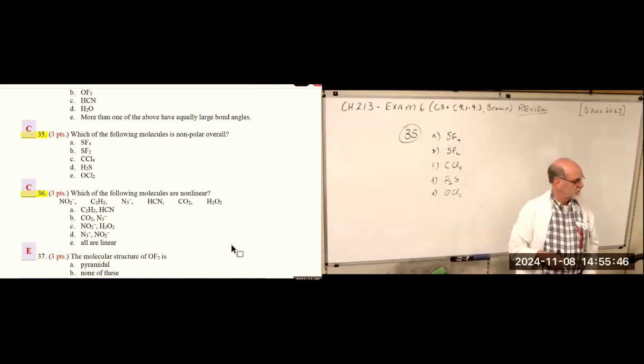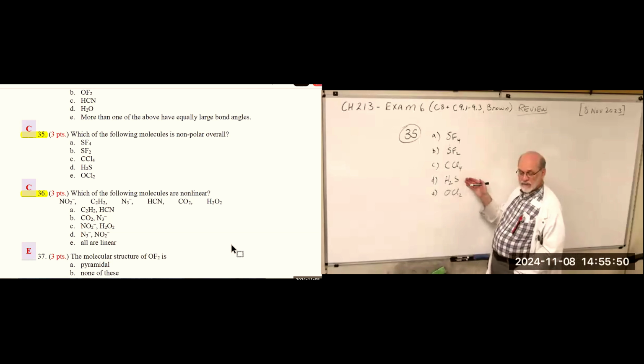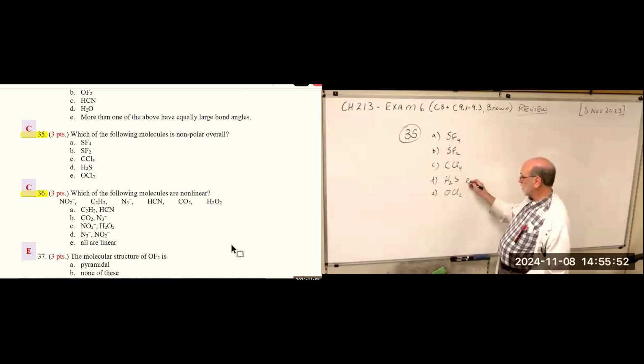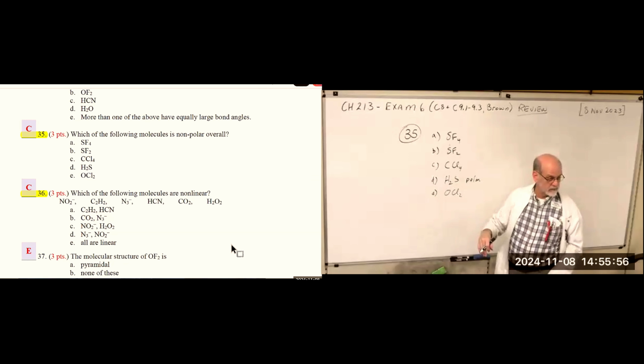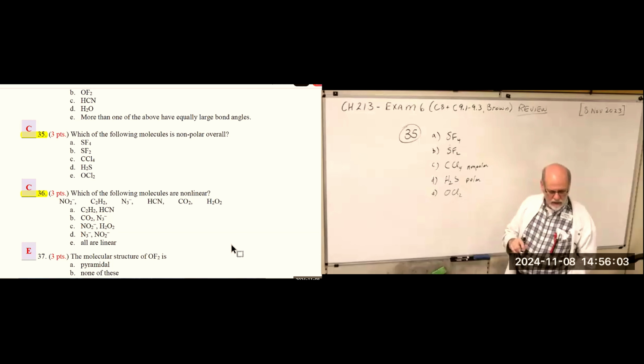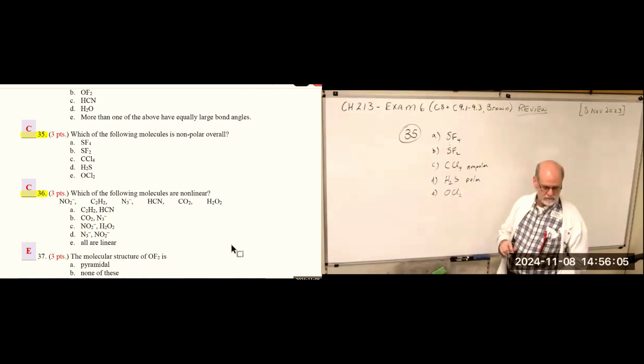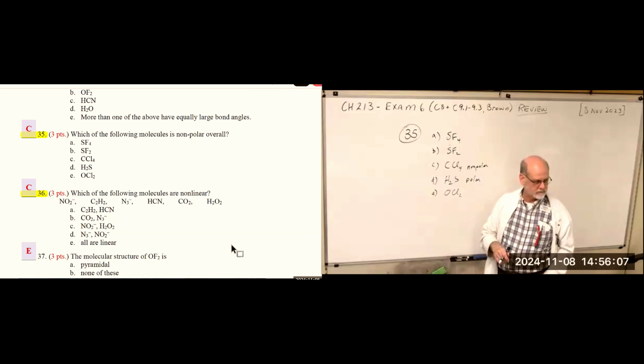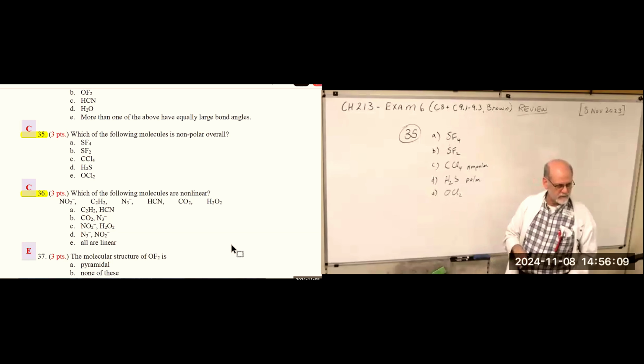H2S, right, sulfur is a chalcogen. It's like water. This is going to be a bent molecule, just like water, so it's polar. Carbon tetrachloride is tetrahedral. We've done that one before. This is nonpolar. Well, that's the answer, because we don't have any wonky ones in there, like two of the above, none of the above.